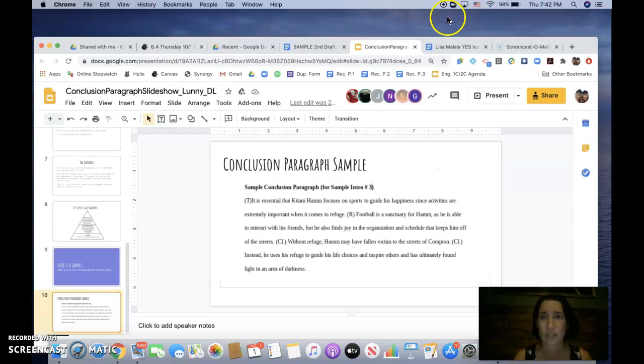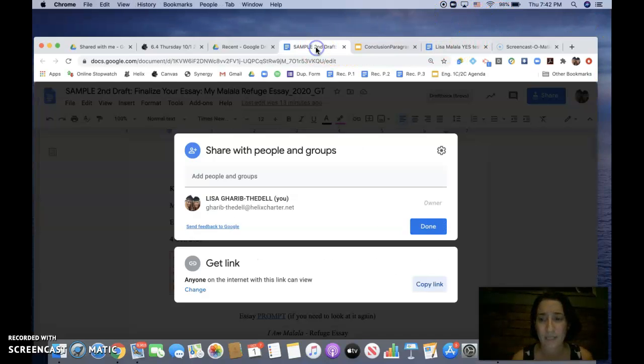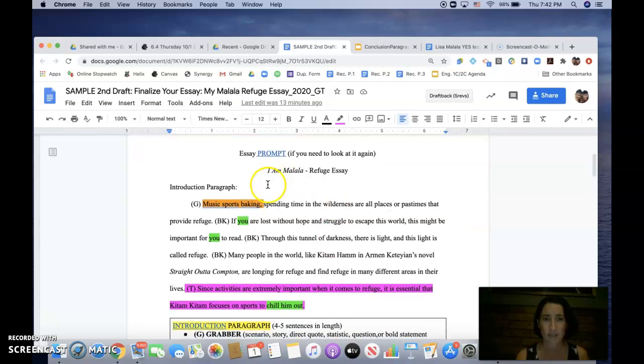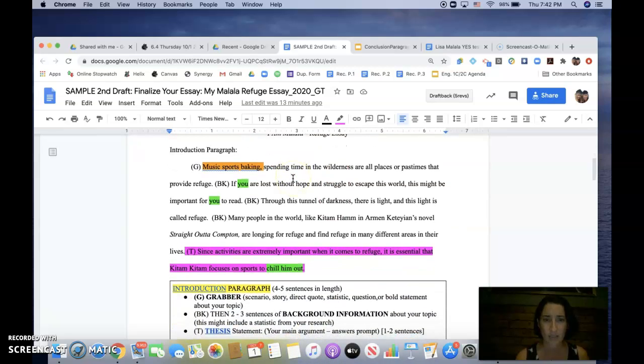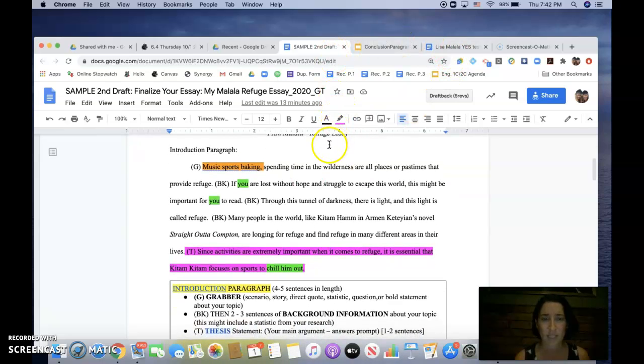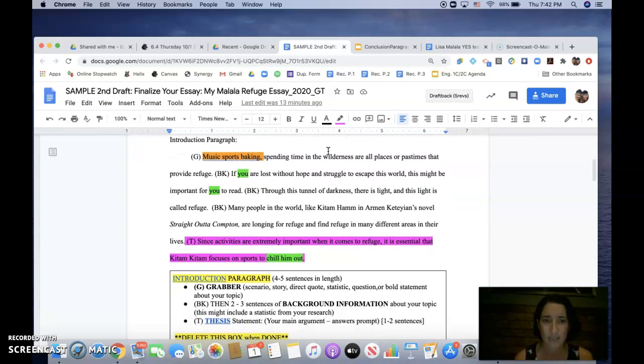So I'm going to show you really quickly the sample essay. Oops, sorry. You can see if you looked at his intro, the title of his essay was called, sorry, what was the title of his essay? He changed it. It was called Finding Light in the Darkness. And so he actually put that in his essay there. It's like right here. There is light, and in this tunnel of darkness, this light is called refuge.